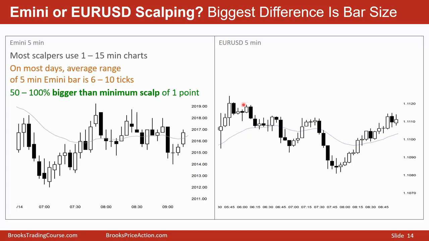Now compare that to a 5-minute chart of the euro versus the dollar or any other forex market. On most days, the average bar is 6 to 10 pips tall. Now why is that important?